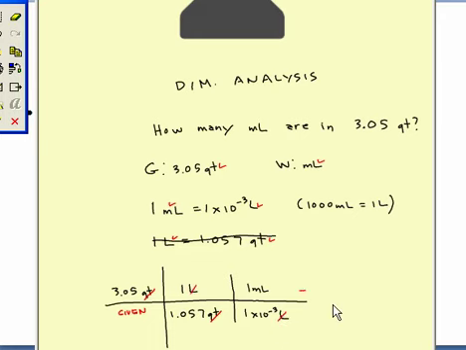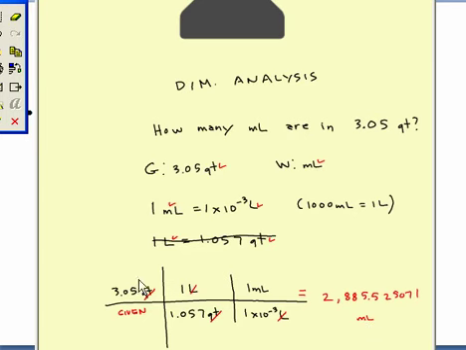So then, after I've made sure that all of my units cancel out, what I'm going to do is my math. 3.05 times 1 divided by 1.057 times 1 divided by 1 times 10 to the minus 3. And then my calculator gives me 2,885.525071 milliliters. Now clearly this is too many sig figs.